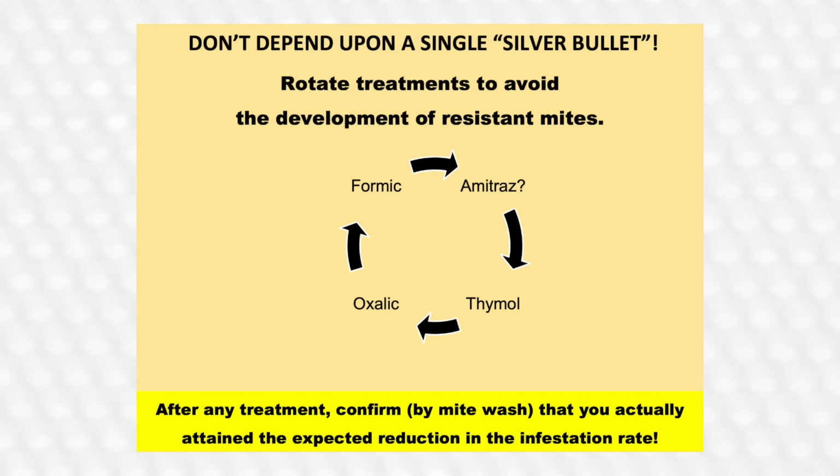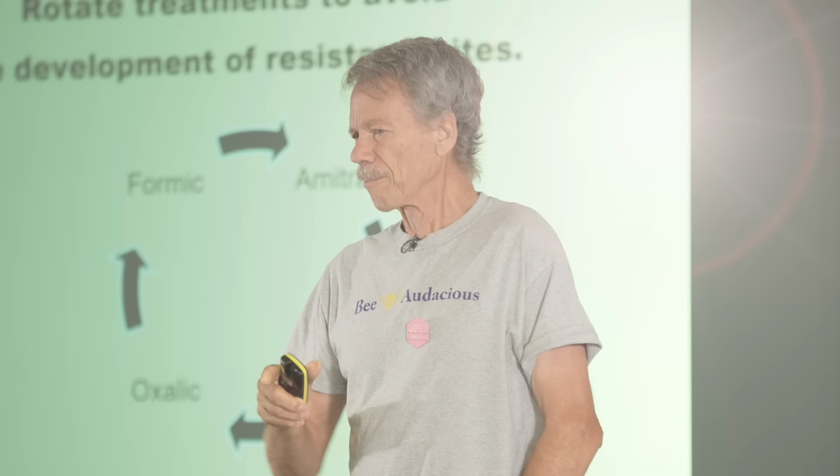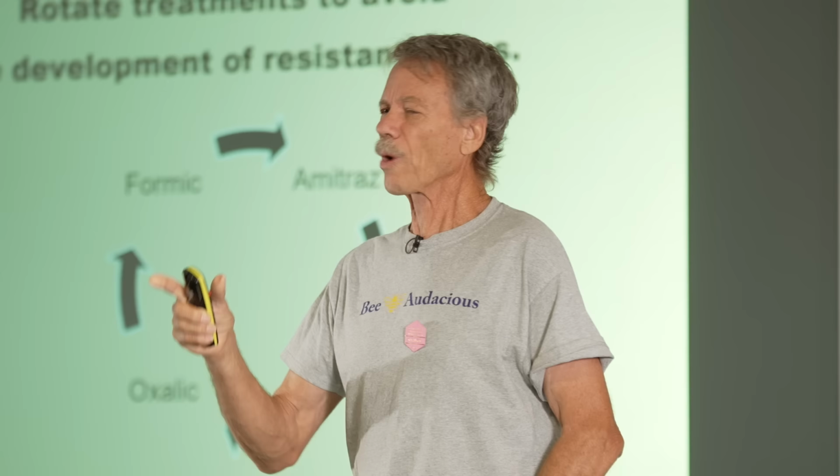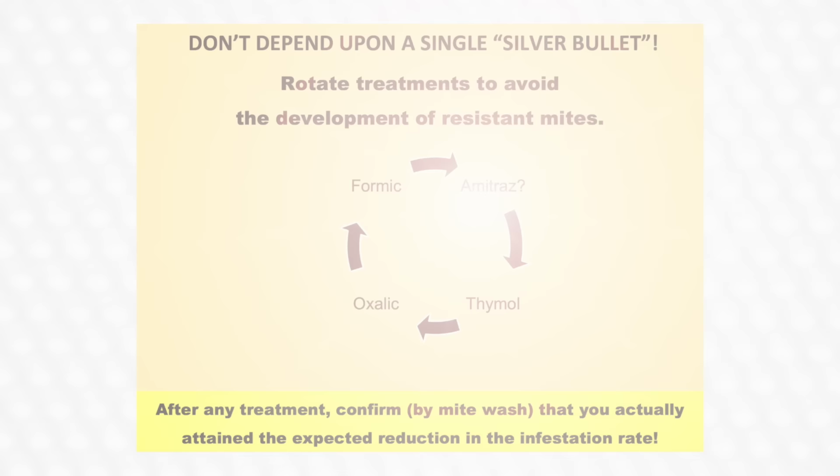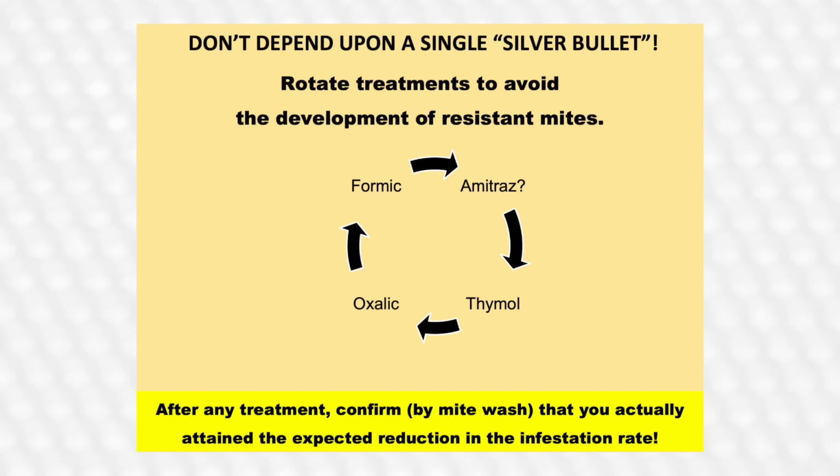You guys are all beekeepers, but most of you are likely Varroa breeders, because if you use the same treatment year after year, you are selectively breeding for mites that are resistant to that treatment. So try to avoid being a Varroa breeder and focus on your bees. So rotate your treatments, hit the mites with a different mode of action throughout the year, and that helps you to avoid breeding resistant mites.